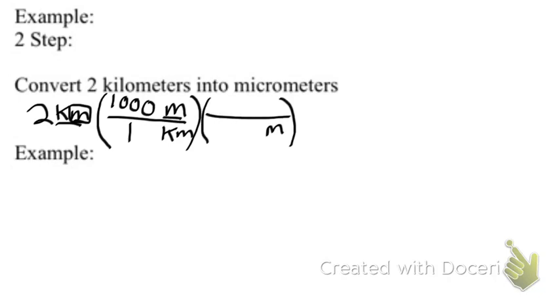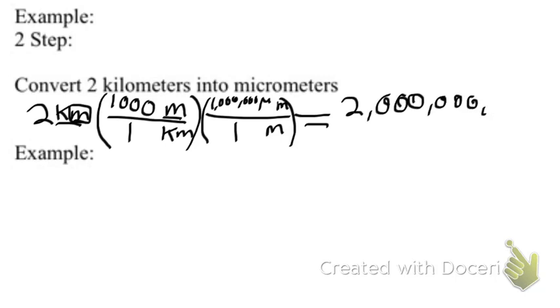The way I cancel out meters is by putting them on the bottom of my next parenthetical statement, and now I can go to micrometers. And if you look back at the last page, you'll find that for every 1 meter, there are 1 million micrometers. And so to solve this problem, I'll take 2 times 1,000, because if it's on top you multiply, divided by 1, because if it's on bottom you divide, times 1 million, because it's on top, divided by 1, because it's on the bottom. You'll get 2 billion micrometers.